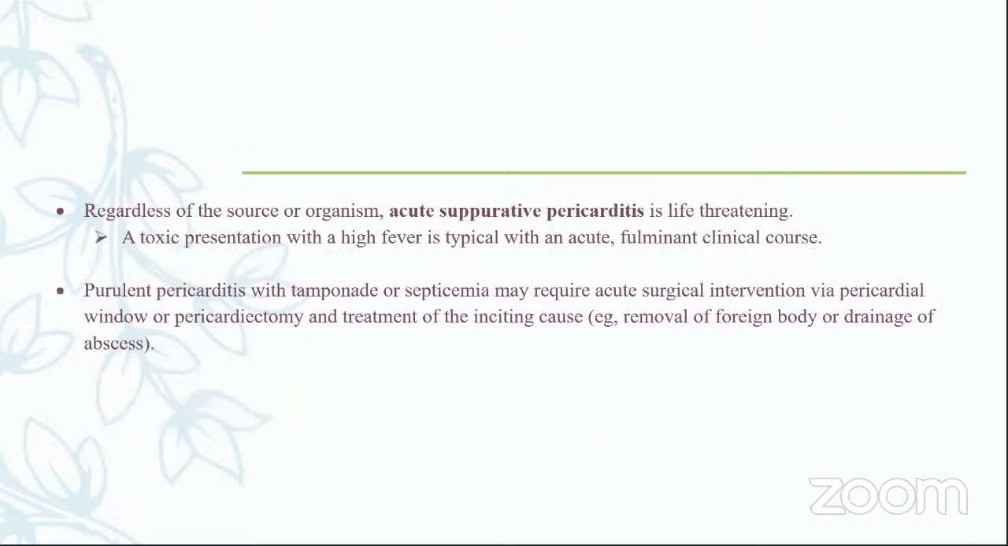So regardless of the source of the organism, acute suppurative pericarditis is life-threatening, and it usually presents as a toxic presentation with high fever and the other symptoms as we discussed for general pericarditis. Purulent pericarditis with tamponade or septicemia may require acute surgical intervention via pericardial window or pericardiectomy and treatment of the inciting cause. This is very important. We should remove any cause that can be the source of the infection.